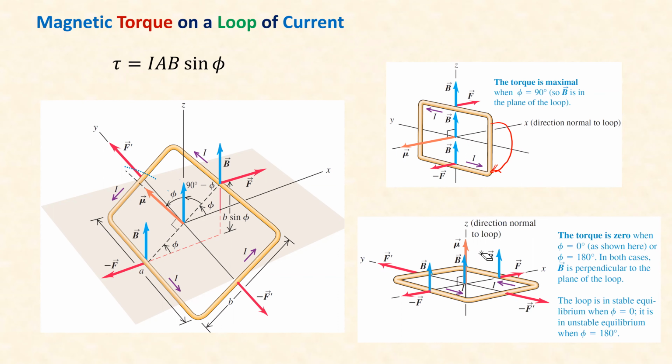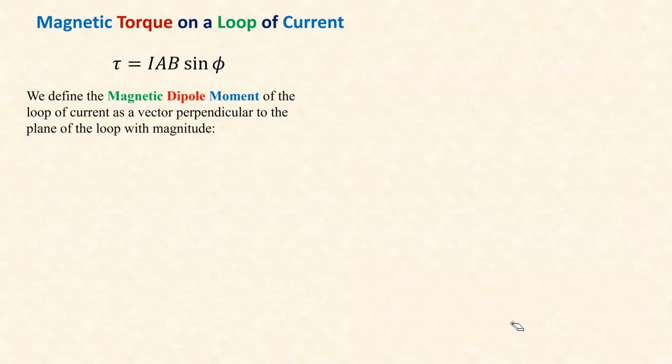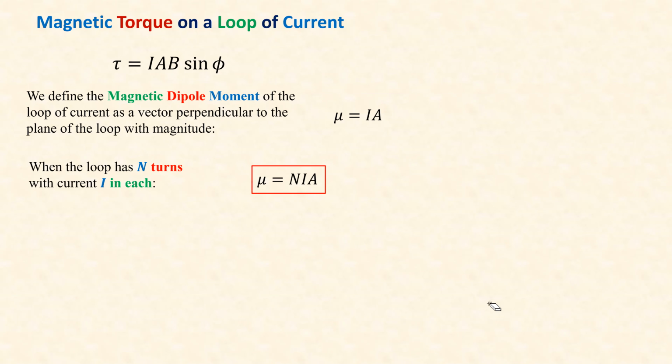So in fact we define the magnetic dipole moment of the loop. We define the magnetic dipole moment of the loop of current as a vector perpendicular to the plane of the loop with the magnitude mu equal to the current times the area, the current that's going through the loop times the area of the loop. And if the loop has N turns and each turn has a current I, then of course the total current becomes NI times area. So mu becomes NIA.